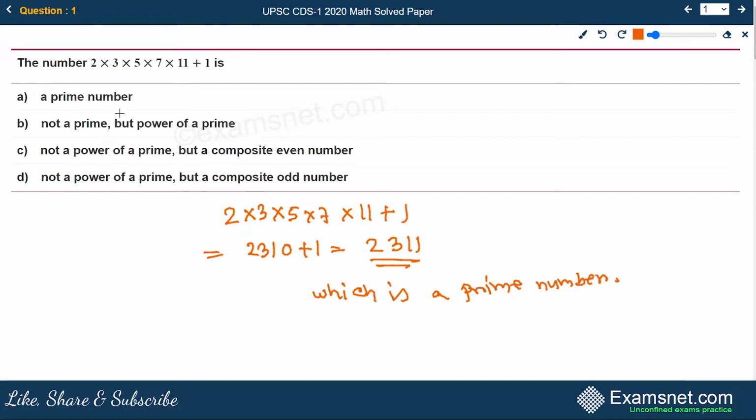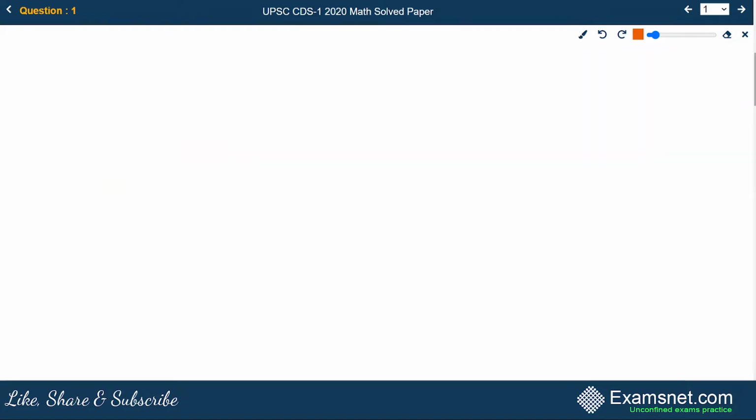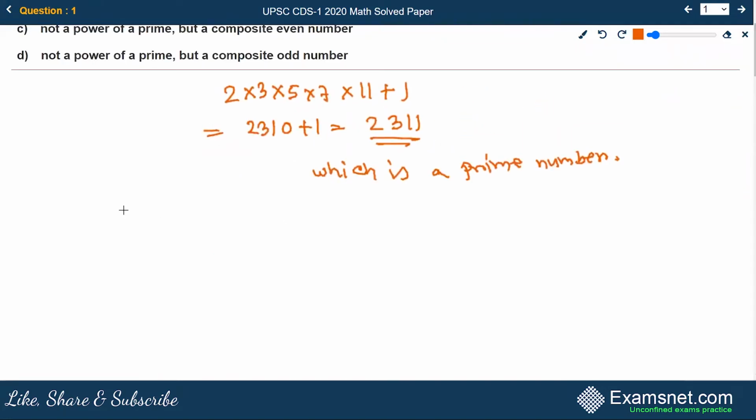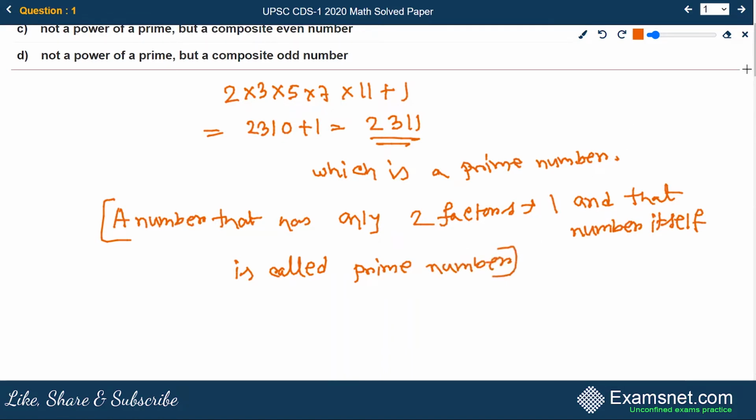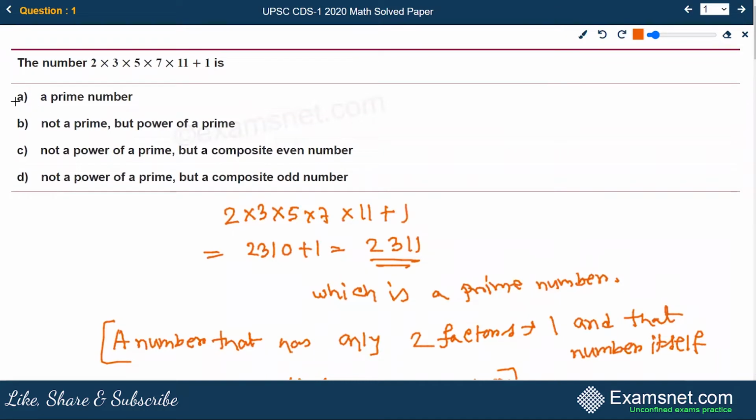We know already what a prime number is. Let me make you remember the definition of a prime number. A number that has only two factors, one and that number itself, is called a prime number. So here option A is the correct answer.